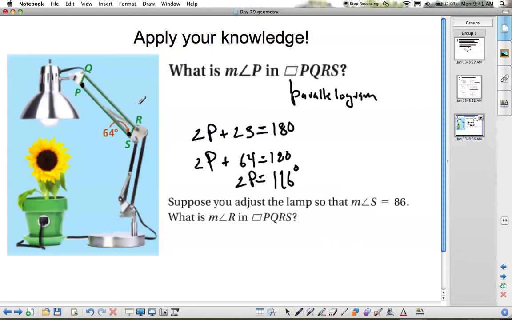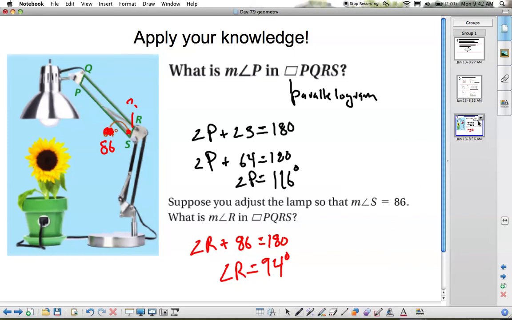Same concept, but we're now going to look for angle R in the second question. So here's angle S. We're going to change it. It's no longer 64, it's 86. They want to know what is angle R. So angle R plus 86 has to equal 180. So angle R equals 180 minus 86, which gives us 94 degrees.